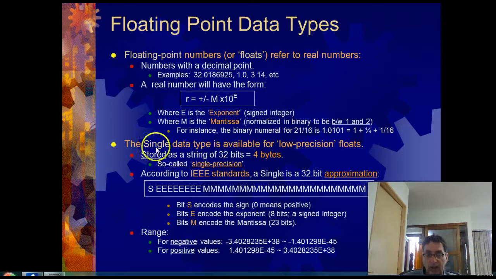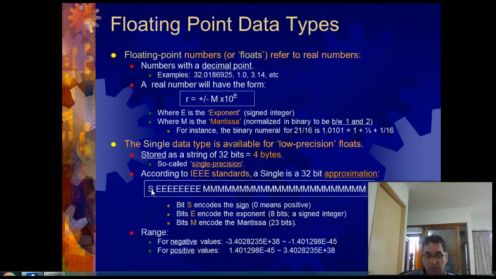The single data type is available for low precision floats. So if you don't need too much precision, you can declare something as a single. That will be stored as a string of 32 bits, or 4 bytes, and it's called single precision. According to IEEE standards, an organization that makes conventions or standards for this, a single is a 32-bit approximation.